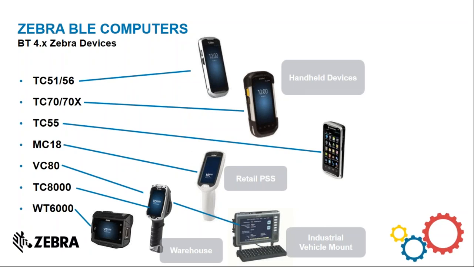Instead, the MC18, the fourth in the list, is the device designed for retailer personal self-scanning. So, a very particular use case where Bluetooth low energy can be leveraged with a lot of power. Instead, the last three devices in the list, the VC80, the TC8000, and WT, are all warehouse and industrial devices. Bluetooth low energy can offer a lot of advantages also in the warehouse and industrial settings.